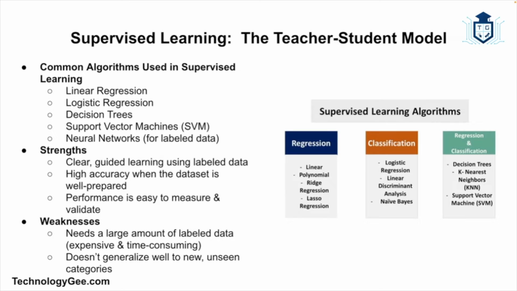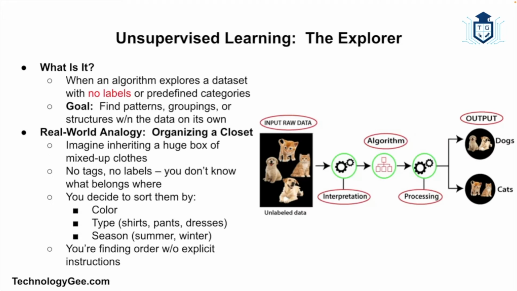The strengths of supervised learning are that it provides clear guidance with labeled data. There's high accuracy if it's trained well, and it's also easy to measure its performance. Its weaknesses: it requires a lot of labeled data, which can be expensive and time consuming, and it cannot handle unknown categories very well. All right, so let's talk about unsupervised learning.